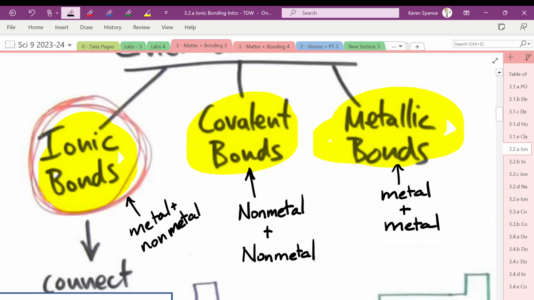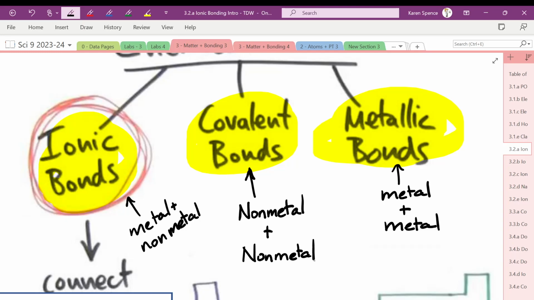And we're not learning about covalent bonds today. We're not learning about metallic bonds today. Covalent bonds will come later in this unit. Metallic bonds we'll deal with in our electricity unit because it really relates to how electricity flows through a wire. Okay?